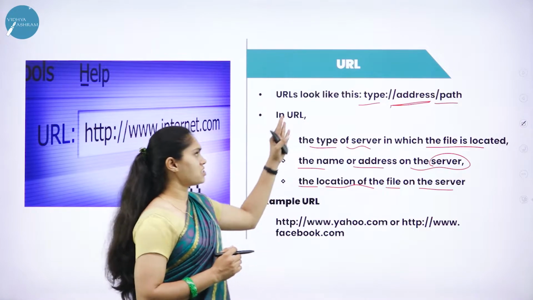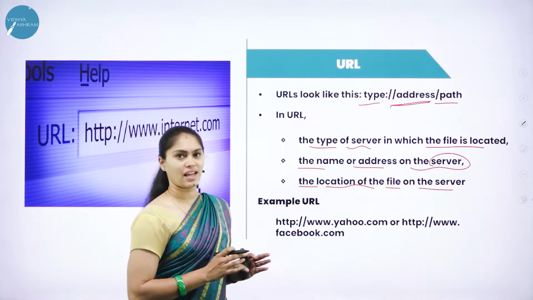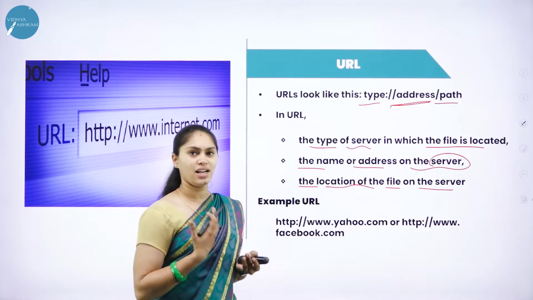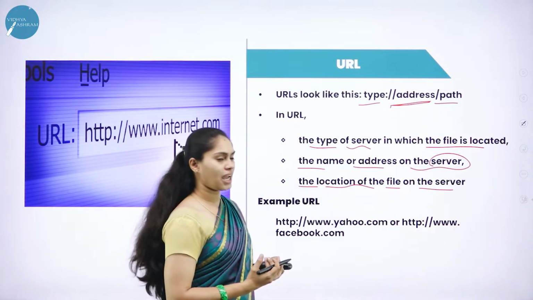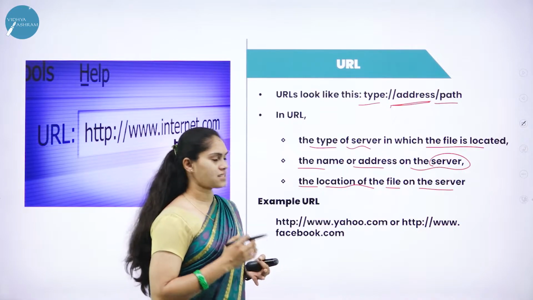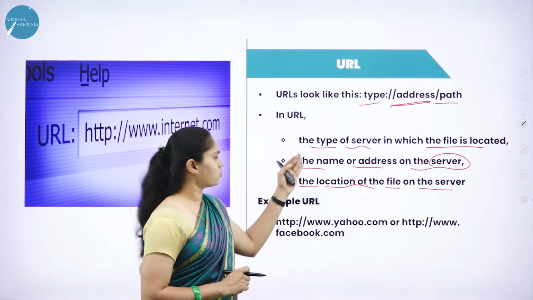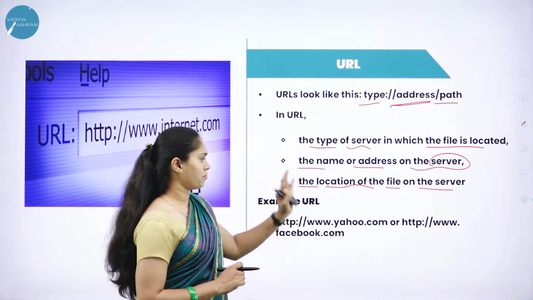So this is how a URL is going to look, and this is also important. What are the elements of a URL? It has a type, it has an address, and it has a path. So you write that syntax and explain what you mean by type, what you mean by name or address, and what you mean by path.